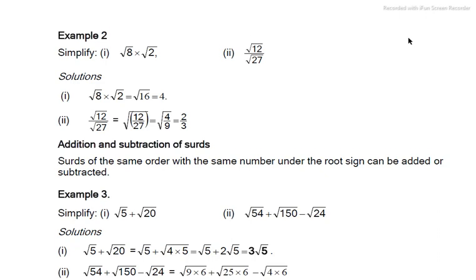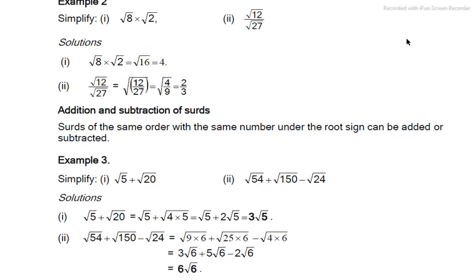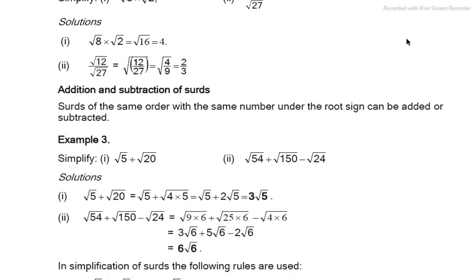And after coming up with a common root, therefore we shall be able to add where we have to add and subtract where we have to subtract. So we shall end up with 3 root 6 plus 5 root 6 minus 2 root 6. So we first add the 3 and 5 to get 8 root 6 minus the 2 root 6, giving us 6 root 6.